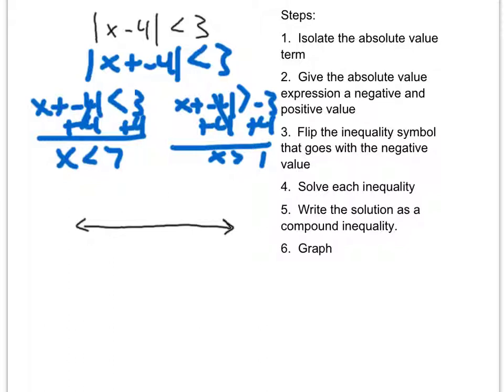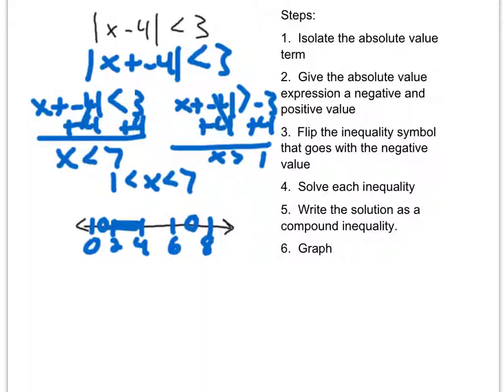Okay, well, now I'm going to write the solution as a compound inequality. Remember we said at the last slide that less thans are going to be and inequalities. Okay, so and inequalities. So x is less than 7 and x has to be bigger than 1. So there's our and inequality. Then we're going to graph this. Okay, so we'll go 0, 2, 4, 6, and 8. We'll put open dots at 1 and 7, and the and inequalities get shaded in the middle here.